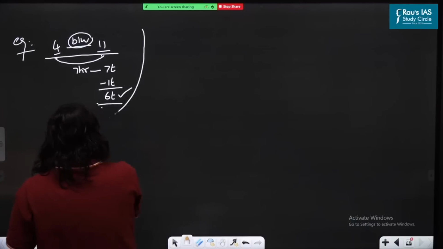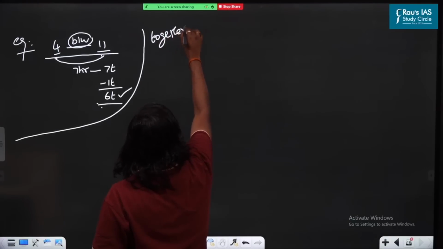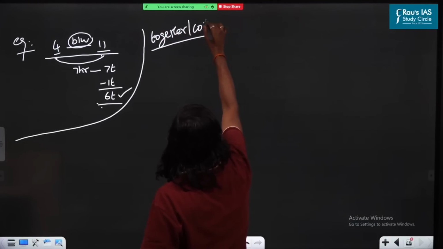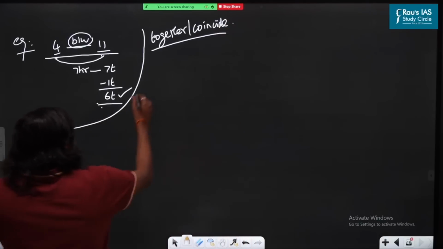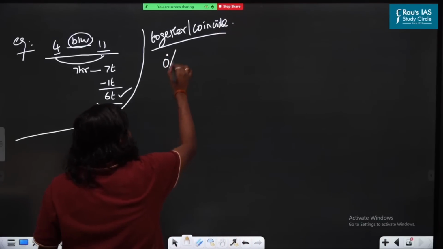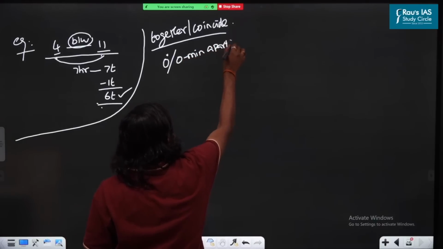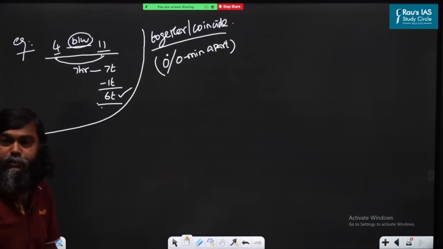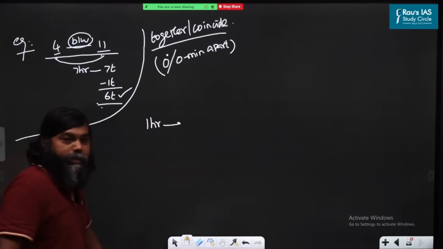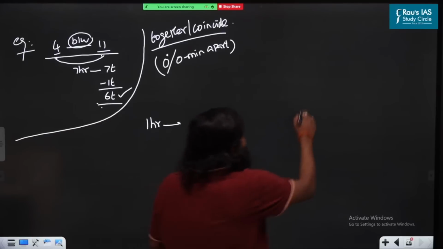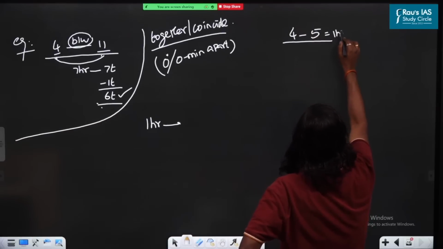Right. Okay. Now come to together, or coincide. How much degree gap? How much minute gap? Understood? Ready? Now, in every 1 hour, how many times is there a together position? For example, 4 to 5. So, how many hours? 1 hour. Okay?